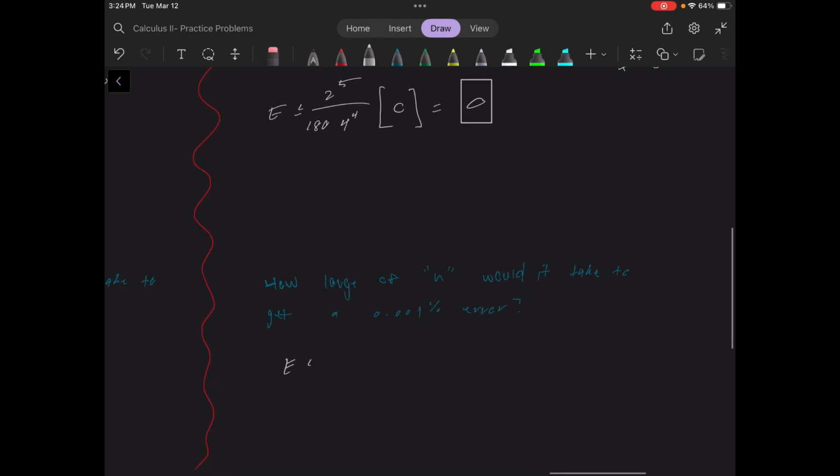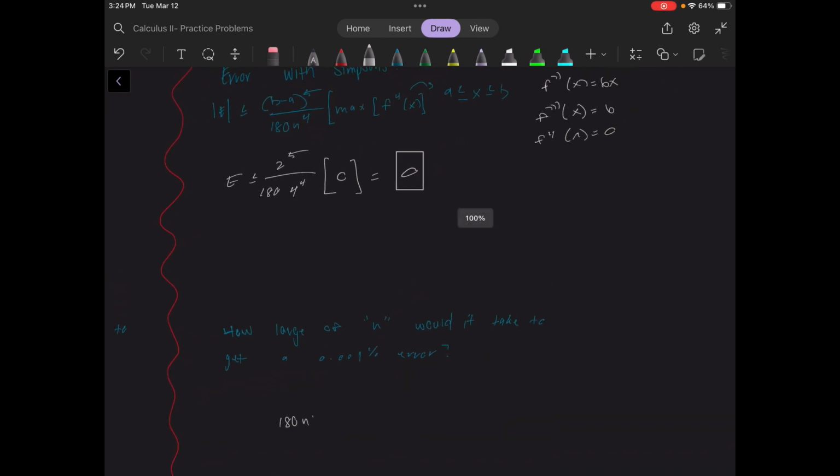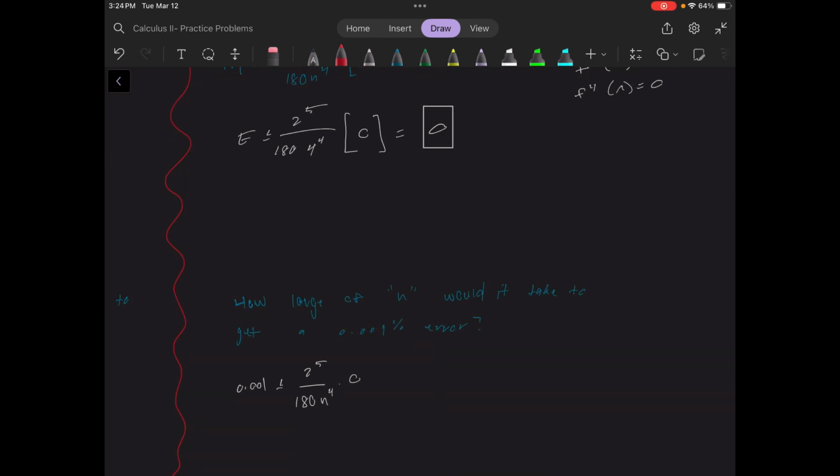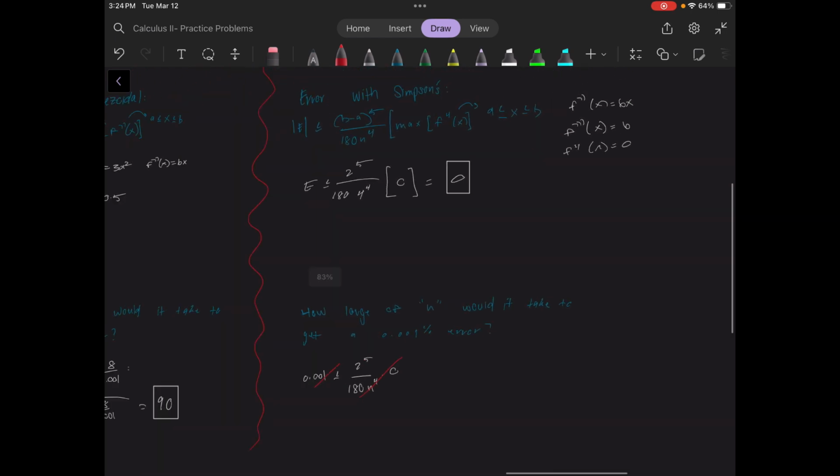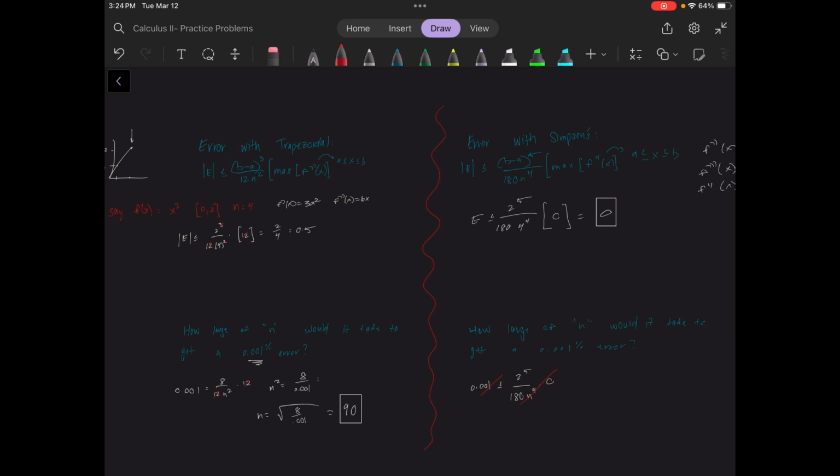We know that E is going to be less than or equal to, well, we know what E is. 0.001 is going to be less than or equal to 2 to the 5th power over 180 n to the fourth power times 0. So it doesn't even work because Simpson's rule is already so accurate, right? So I would have liked to show that one. The point is that we can approximate error using these formulas, and they may or may not show up in your calculus lectures.